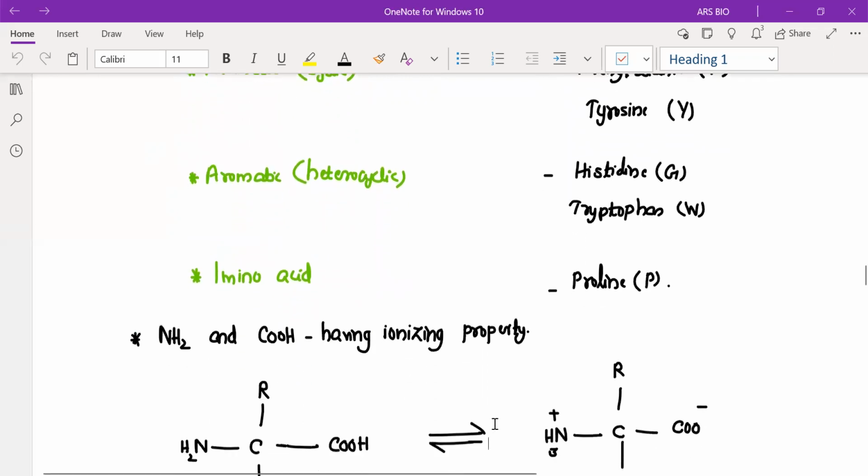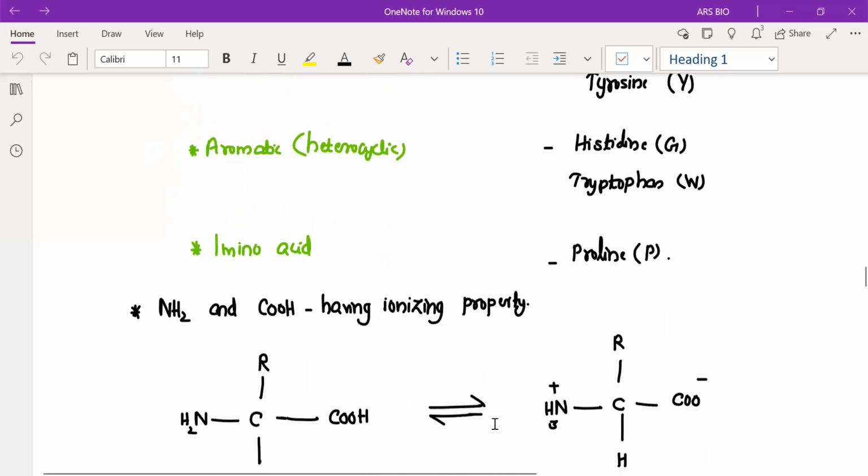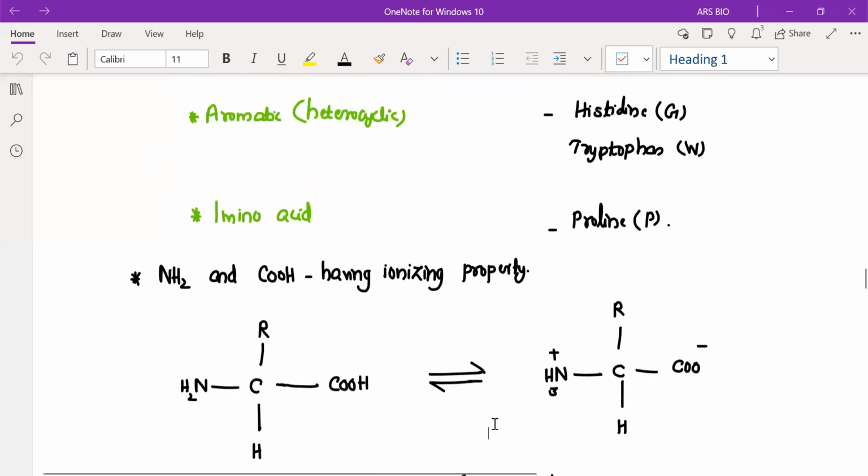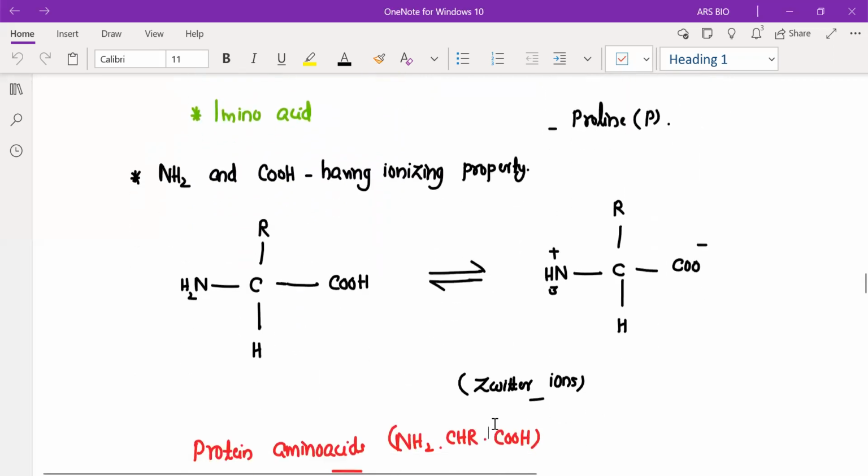Now the final one, the compounds having an imino group. Amino groups are NH2, and imino groups are NH groups. For example, proline is an example of an amino acid having an imino group.